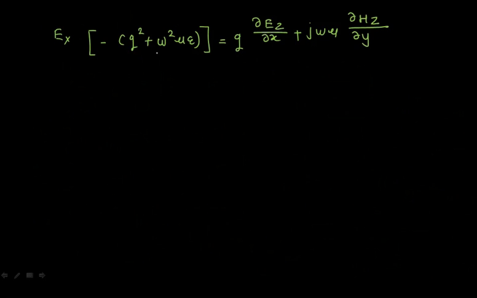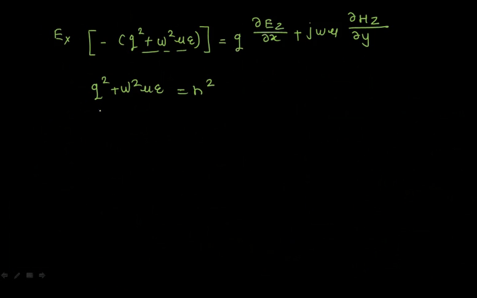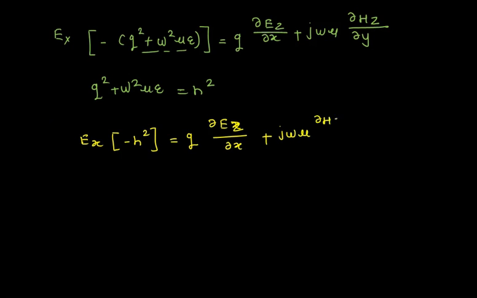Now if you do recall, this particular term is nothing but the h square. So just putting gamma square plus omega square mu epsilon is equal to h square, further modification in this equation will become ex times minus h square is equal to gamma d of ez dx plus j omega mu d of hz dy.